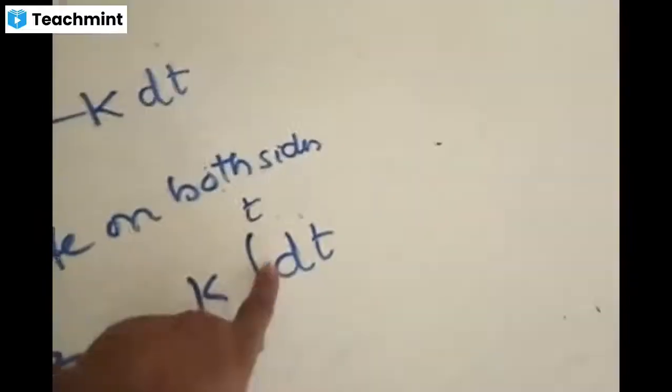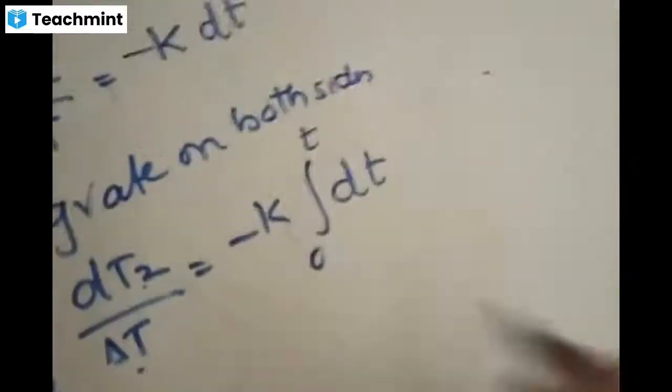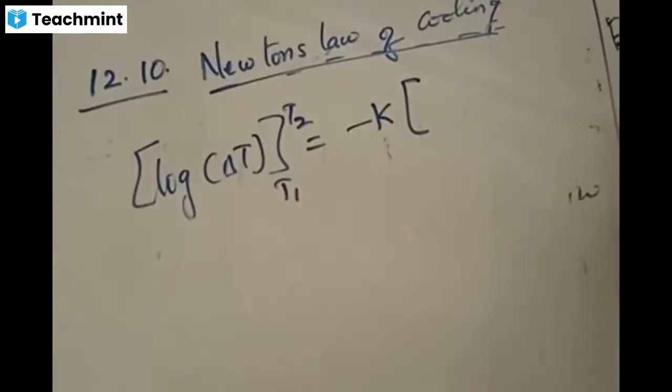And integration of 1 dt. If nothing is there, it is said to be 1. Integration of 1 dt is what? Any answer can I expect from you?